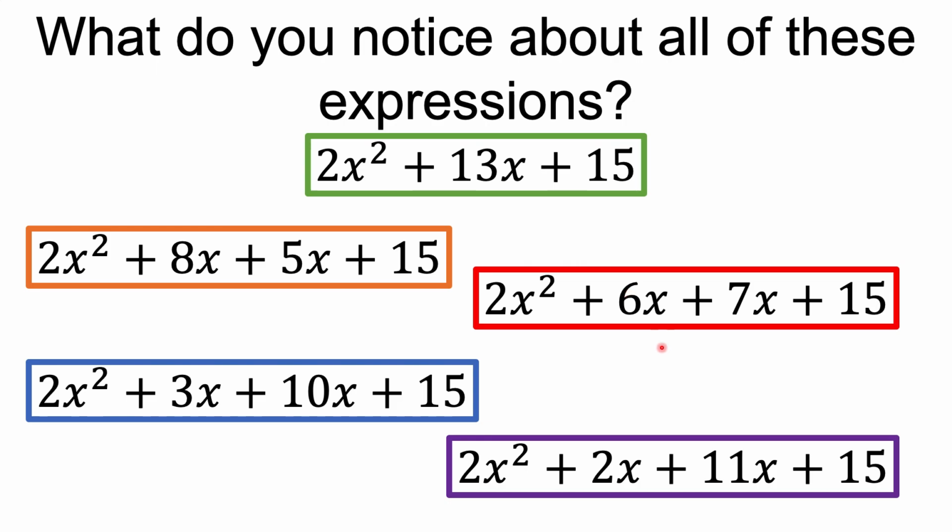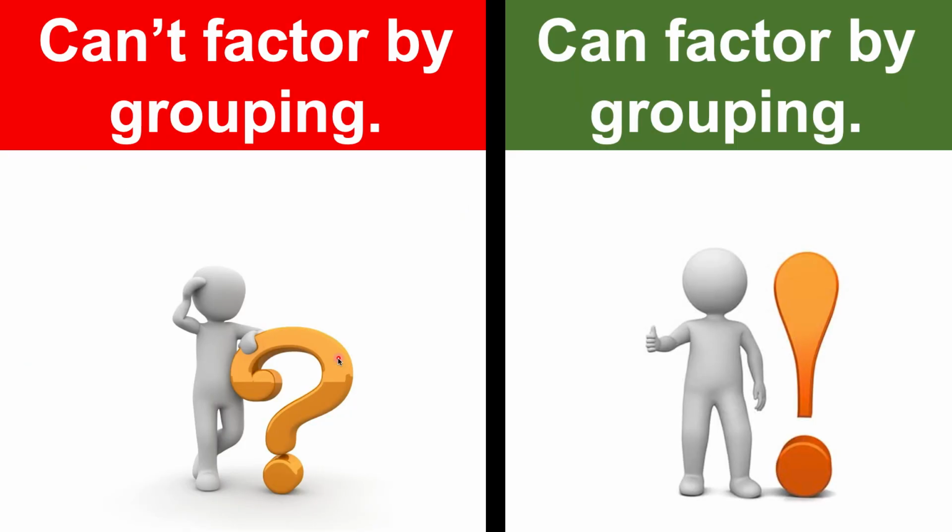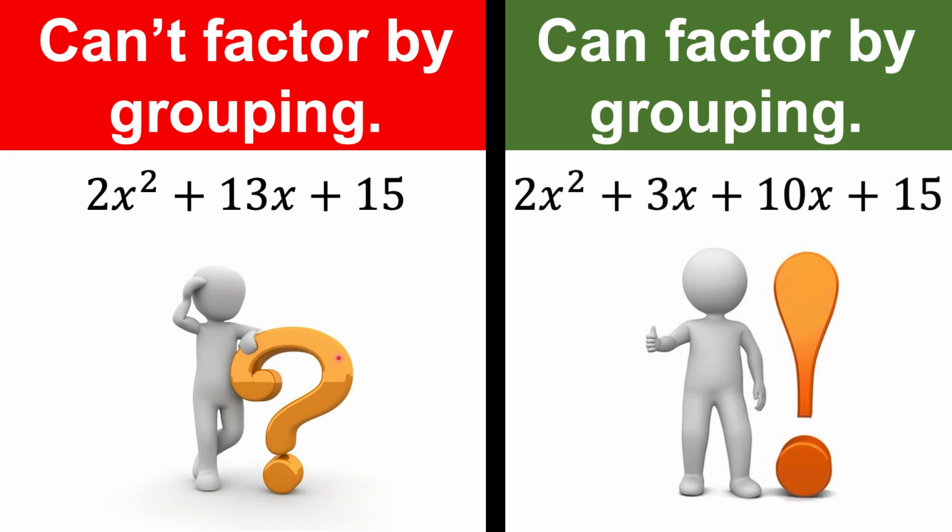Could have been 8 and a 5, 6 and a 7, 2 and 11. So how did I pick 3x and 10x? That's what this next method is going to be: figuring out, okay, I can't factor this 3-term polynomial by grouping, so how do I make it into a 4-term polynomial that I can factor by grouping?